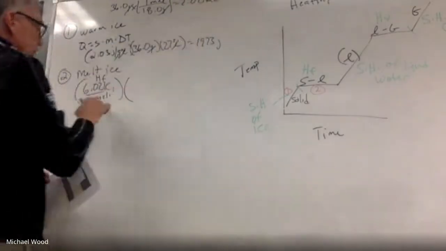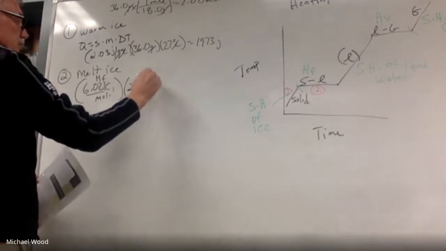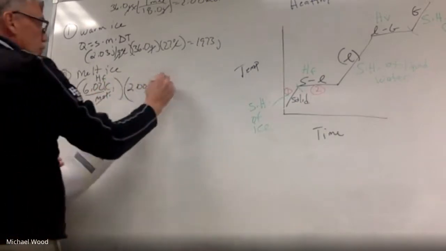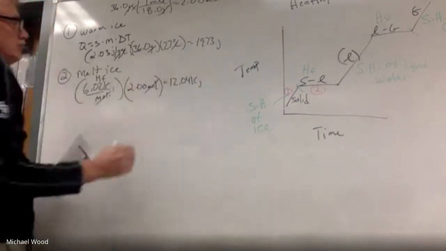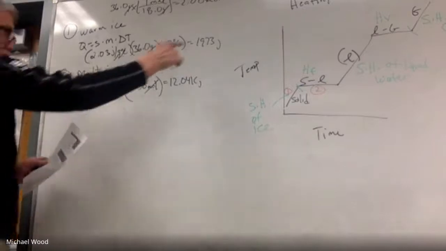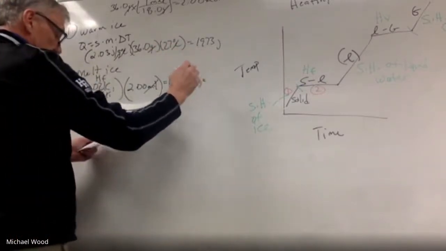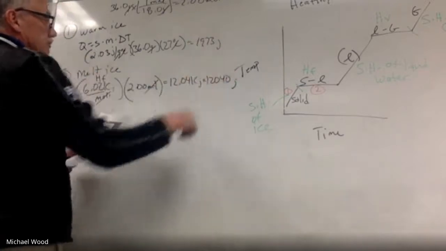Okay, so because this is moles, this needs to be moles. So moles cancel out. And what I get there is 12.04 kilojoules, but I want the units to be consistent, and since this is joules, I'm going to get this into joules too. So 12.04 kilojoules is 12,040 joules.